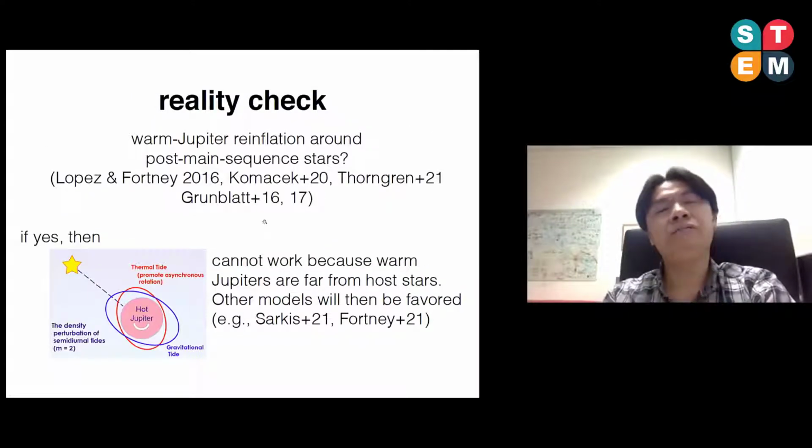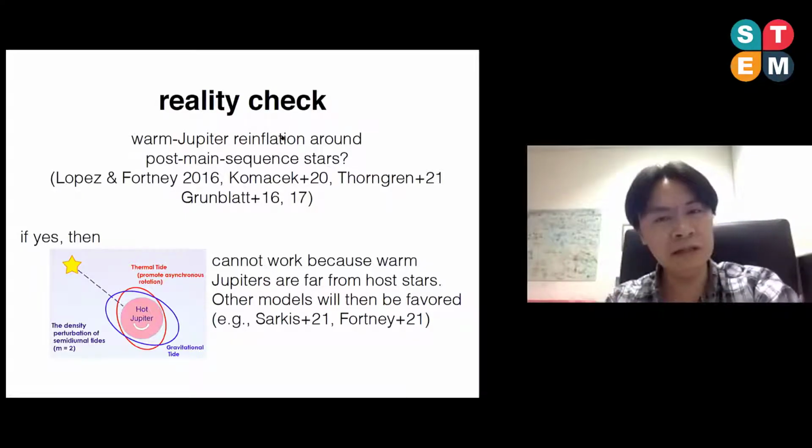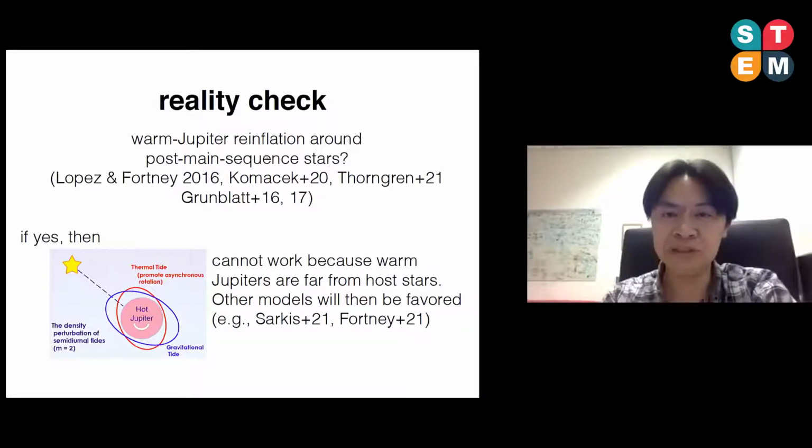So the question right now is how to do the reality check. There are, of course, several ways to do this. But today I'm just bringing over the issue which has been intensely discussed recently by several people. They published a few papers. They explore the possibility whether this Jupiter reinflation actually can occur around post-main sequence stars.